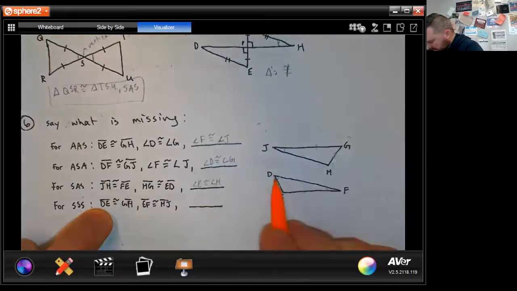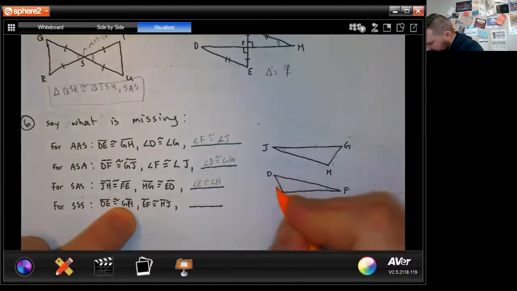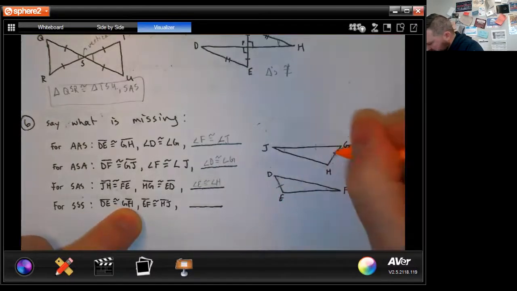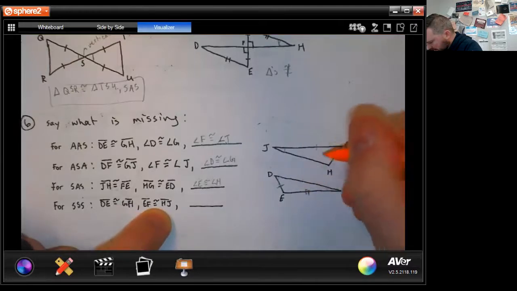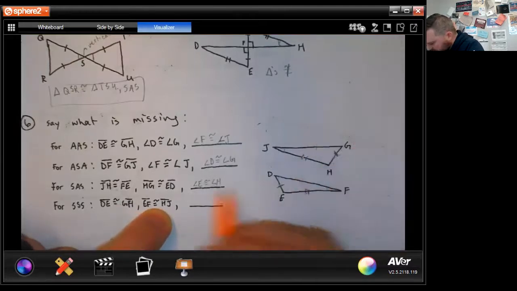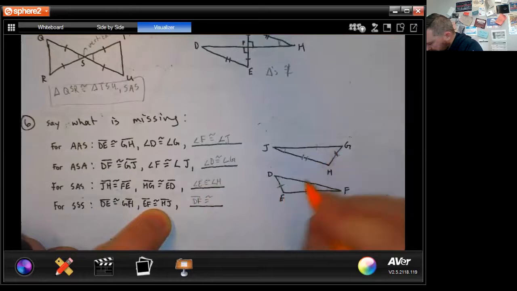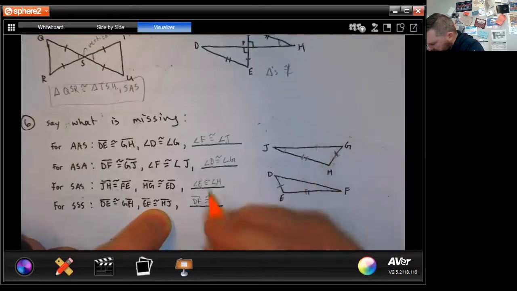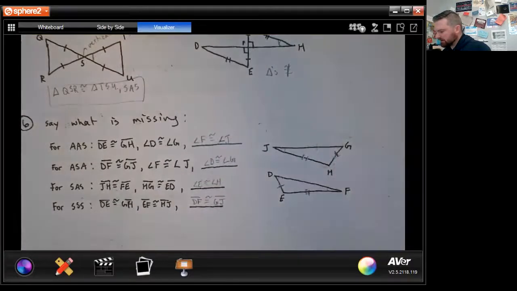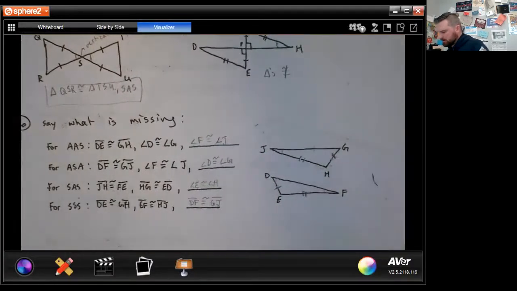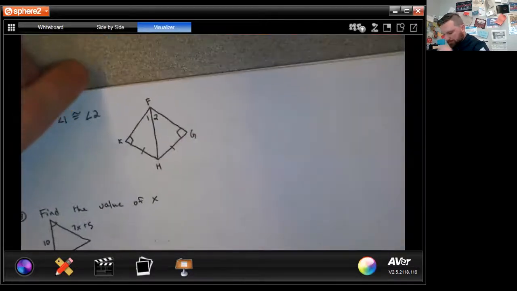So you want DE and GH. You want EF and HJ. So the last one would be DF congruent, so DF congruent to GJ for your side-side-side. Okay, flip it over. We've got some more.